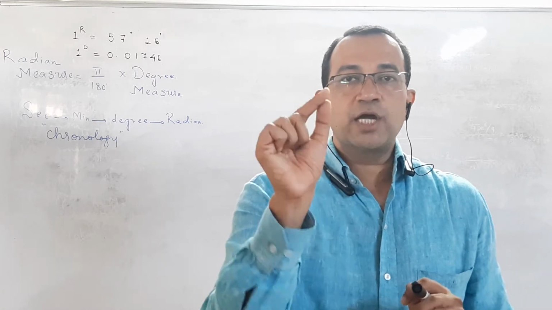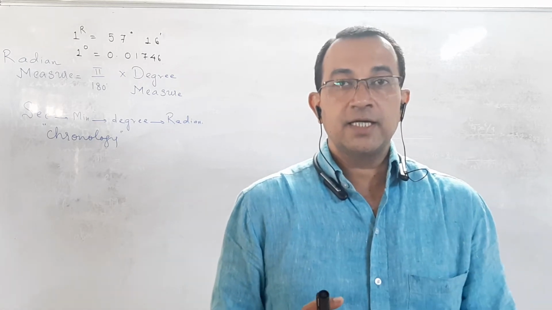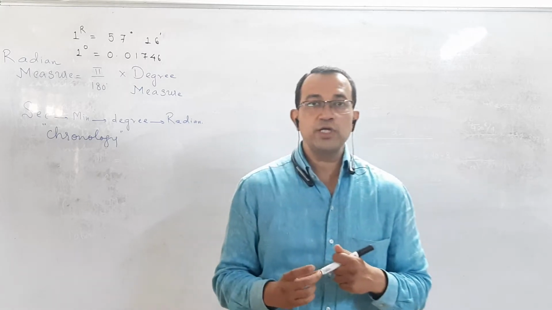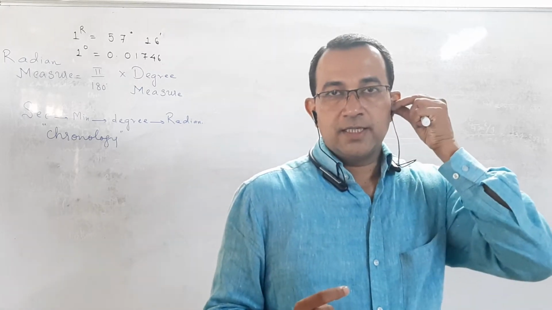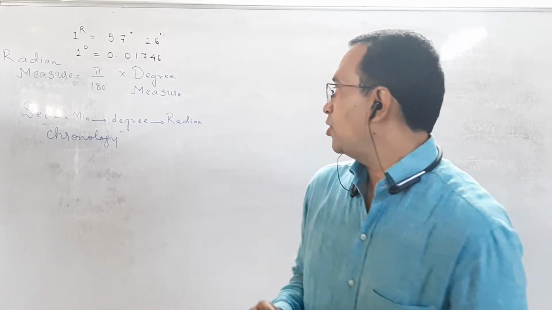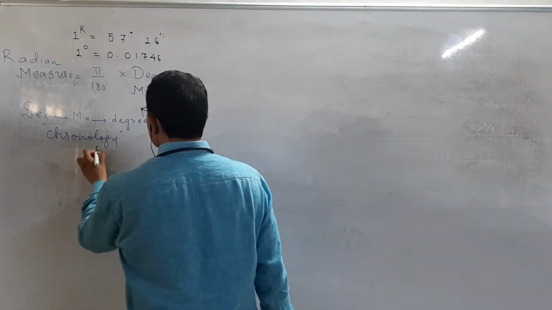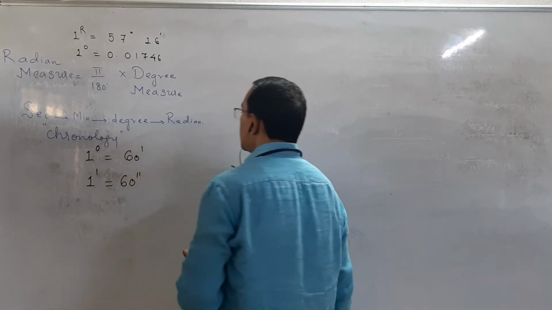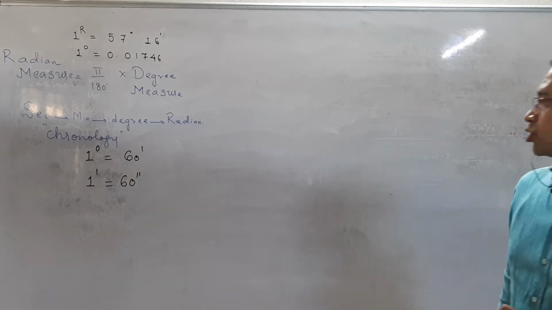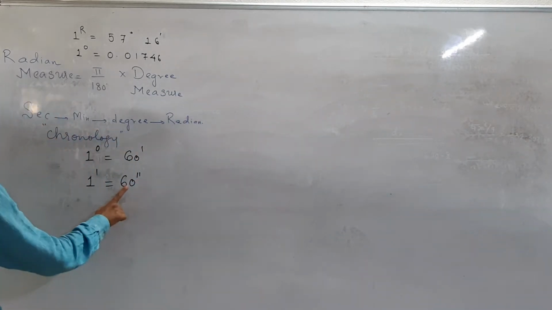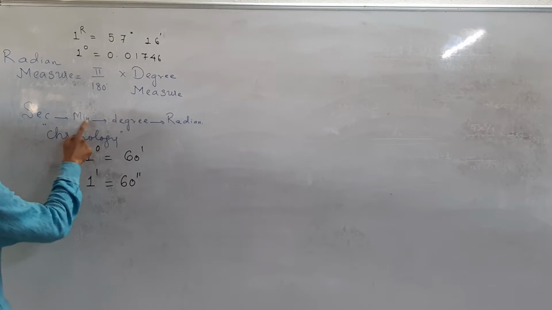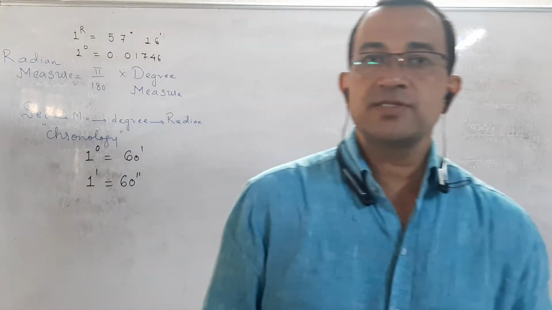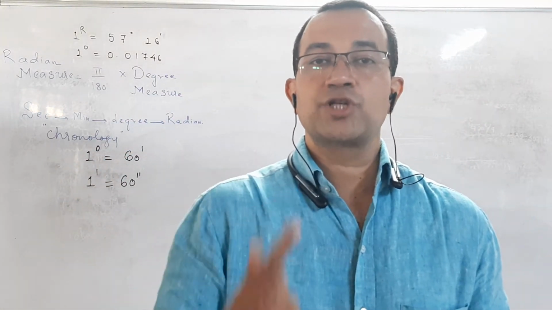Now students, today we are going to do the sums of converting degree measure to radian measure. Now all of you know this, that 1 degree is equal to 60 minutes and 1 minute is equal to 60 seconds. So students, the chronology of conversion will be, first of all, convert second to minute, convert minute to degree, and finally convert degree to what? Radian.